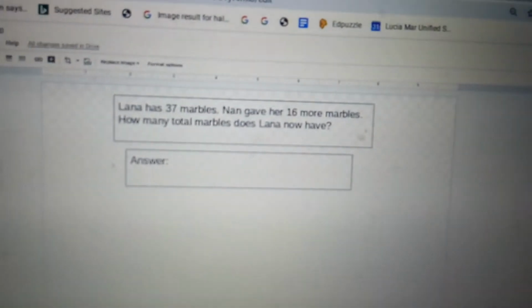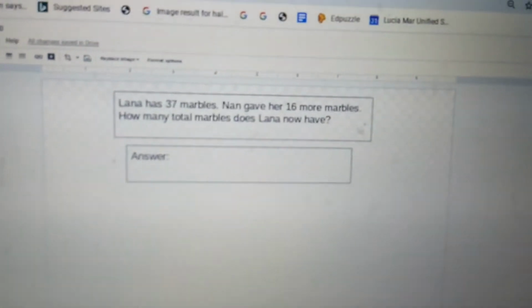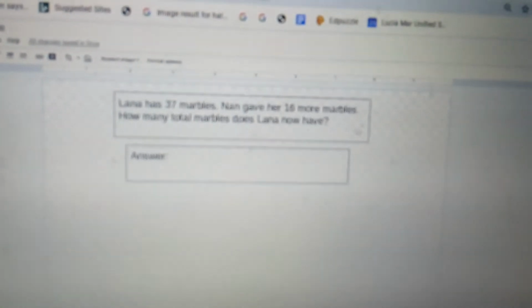So I'm going to go right over here. And here's our second problem. So I'm going to read it to you. Lana has 37 marbles. Nan gave her 16 more marbles. How many total marbles does Lana now have? So let's look at our first number. The first number is 37. In the side box, I want you to type, how many 10 sticks do I need to pull up for 37?